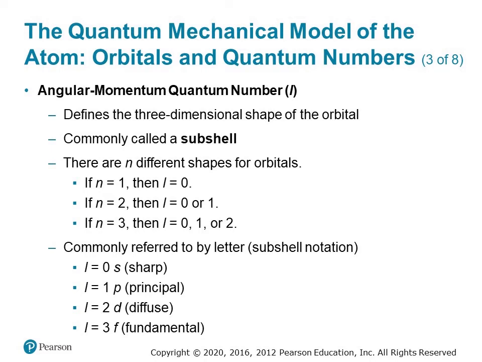This defines the 3D shape of the electron's orbital and is commonly called the subshell. For any particular value of n, the possible values of L are integers between 0 and n-1. Rather than specifically referring to the subshells as L is 0, L is 1, etc., it's far more common to use the subshell notation at the bottom of this slide. For L values of 0, 1, 2, and 3, we represent them by the letters s, p, d, and f respectively. We won't encounter any examples where we need to consider subshells beyond L is 3.